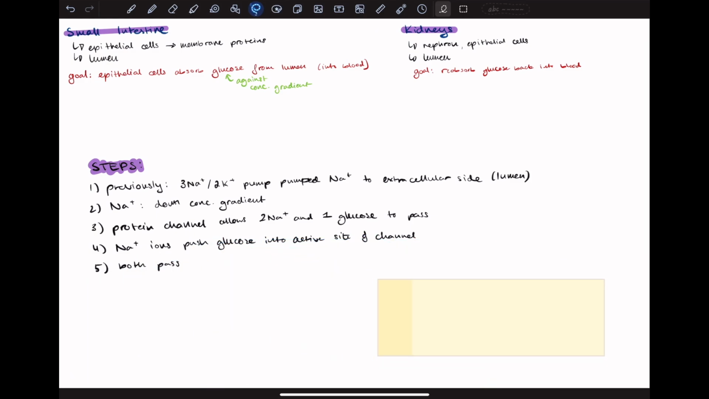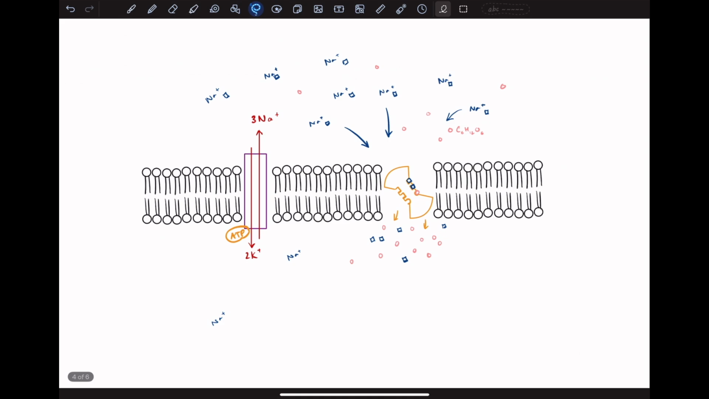And notice how we didn't really use any ATP for the actual protein channel that transported glucose into the cell. However, we needed that sodium to push glucose into the channel, and the only way that we got sodium to push glucose into that channel is to pump sodium out in the first place, which used ATP. Now, if this is still confusing, I've got a diagram for you right here.